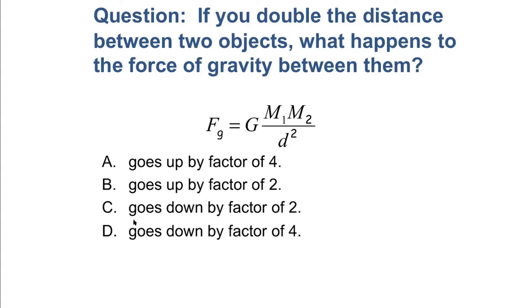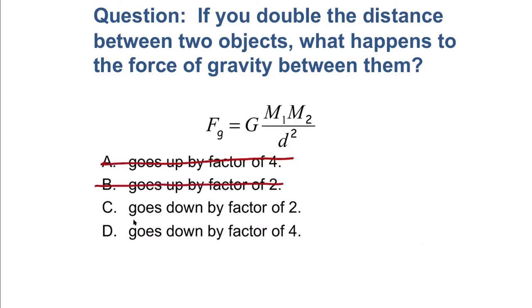Okay, so I am increasing the distance. I'm doubling the distance. I am increasing d by a factor of 2. G and M1 and M2 are not changing at all. The only thing that I'm changing is d. And so all I have to do is think about how F is related to d. Since d is in the denominator, if I make d bigger, FG has to be smaller, because 1/4 is less than 1/2. The bigger the denominator gets, the smaller the total quantity gets. So it has to be down. I can immediately eliminate A and B.